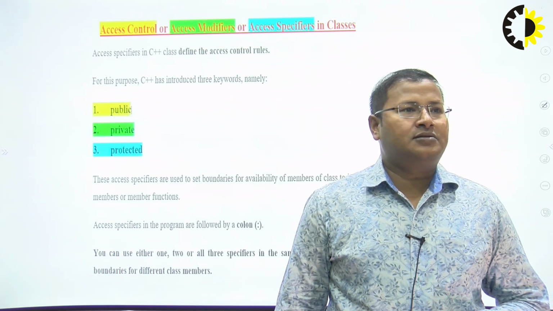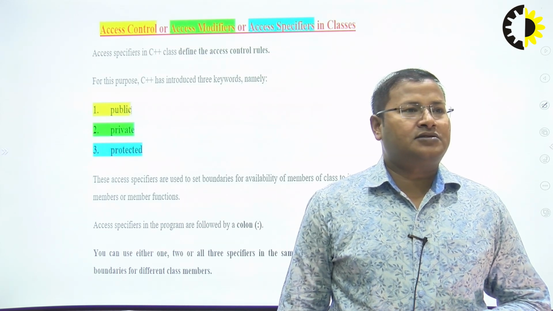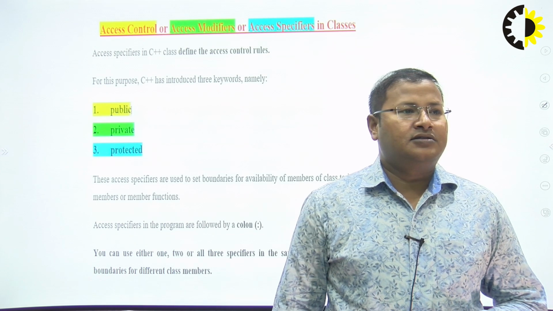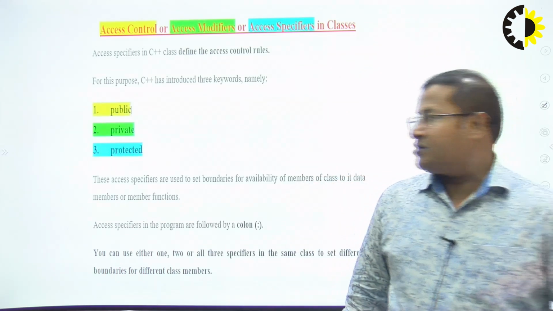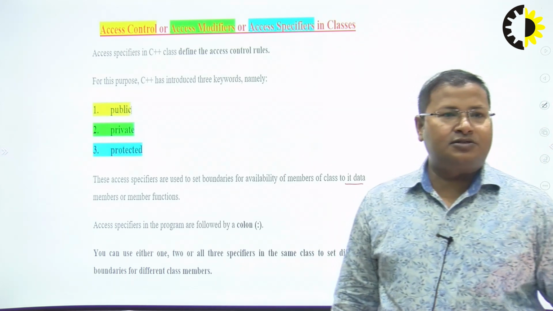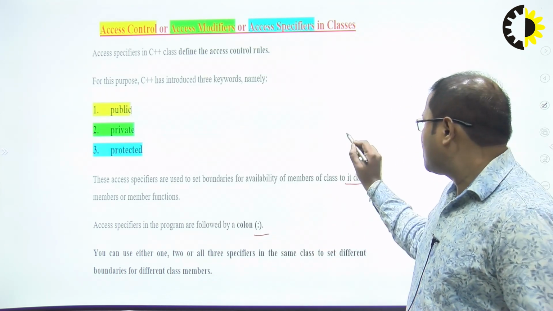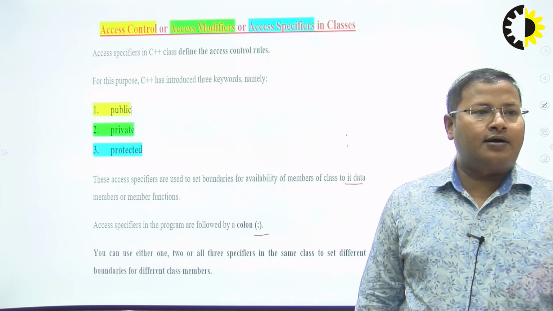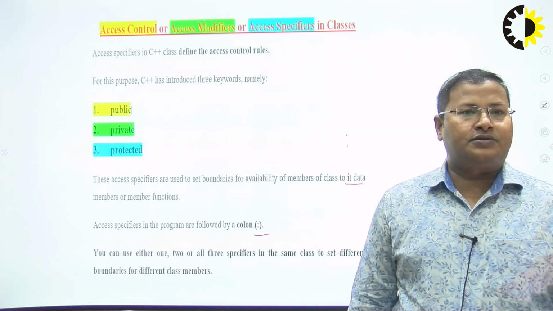Access specifiers in a C++ class define the access control rules. For this purpose, C++ has introduced three keywords: public, private and protected. These access specifiers are used to set boundaries for the availability of members of a class, its data members or member functions. Access specifiers in the program are followed by a colon. We can use either one, two or all three specifiers in the same class to set different boundaries for different class members.